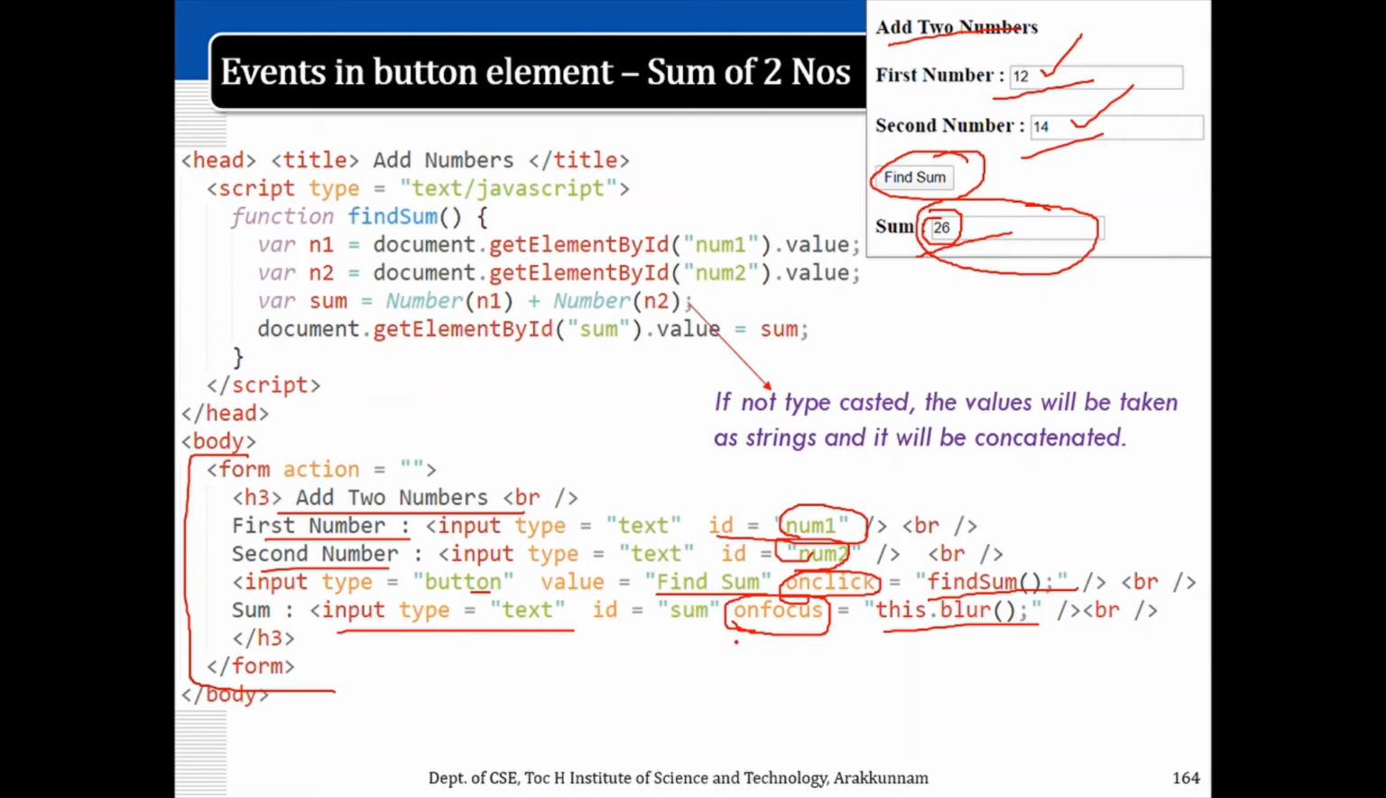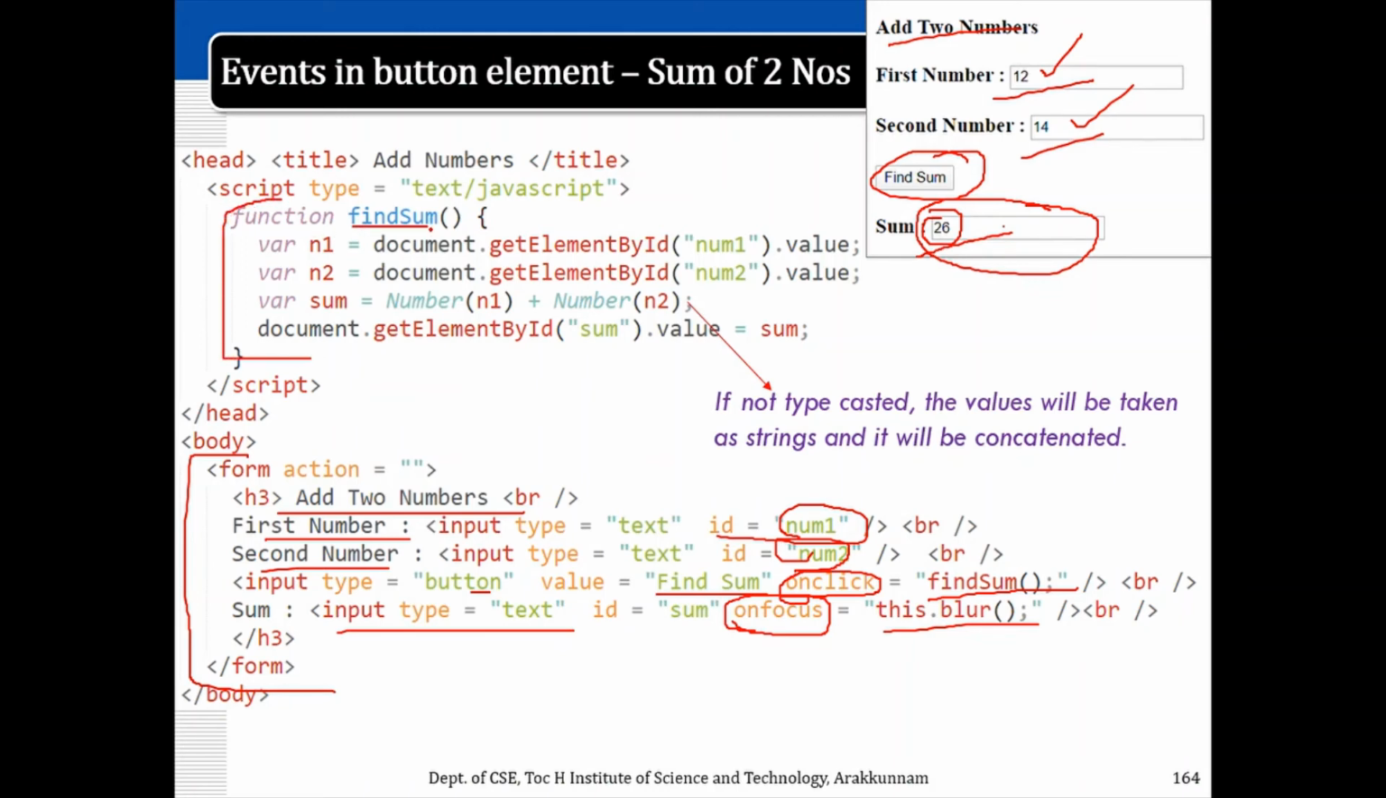So onfocus, whenever this is focused, if I try to focus this and enter some value, then this.blur will blur it. We will not be able to enter values in this. So that is the blur property. Now we will see what happens in the function.